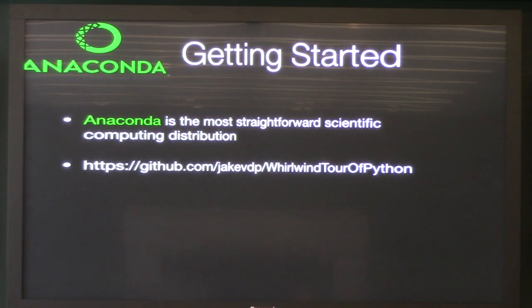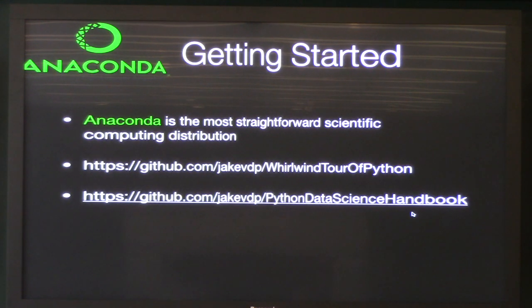There's a couple other things. Jake VanderPlas has this book called A Whirlwind Tour of Python, and the whole book is a Jupyter notebook, so you can interact with it to get started. And there's this other one I really like called the Python Data Science Handbook. It's the same: the whole book is also a Jupyter notebook, so you can click through and do all different types of data analyses.